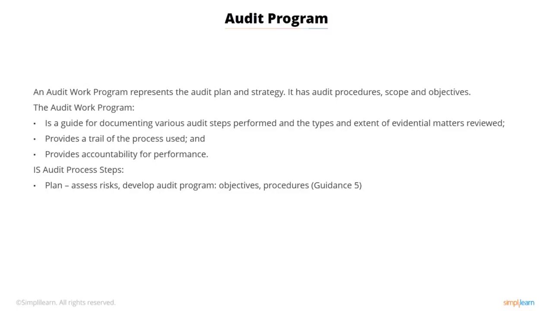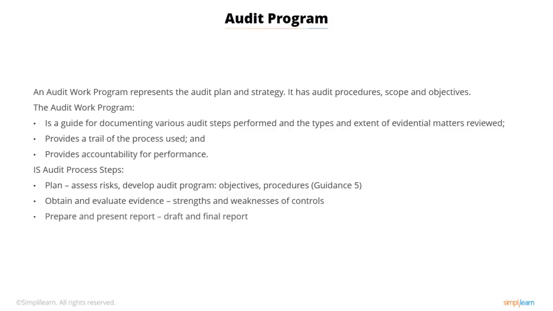Once you have your plan, you have to obtain and evaluate evidence. It's all about evidence. You don't have any preconceived notions about whether or not a control is meeting the objectives. When you're auditing, you seek evidence to determine the strengths and weaknesses of controls. Once you've done all of that, you have to prepare and present a report. There's usually a draft version and a final report.